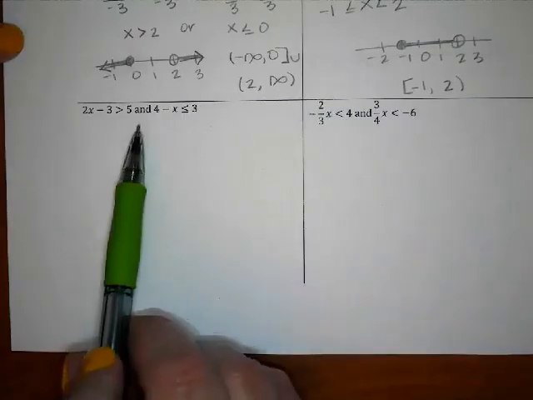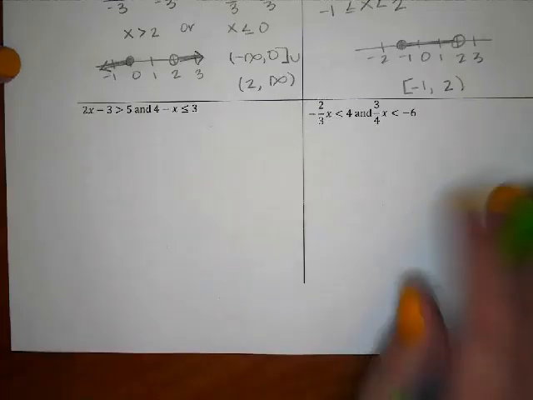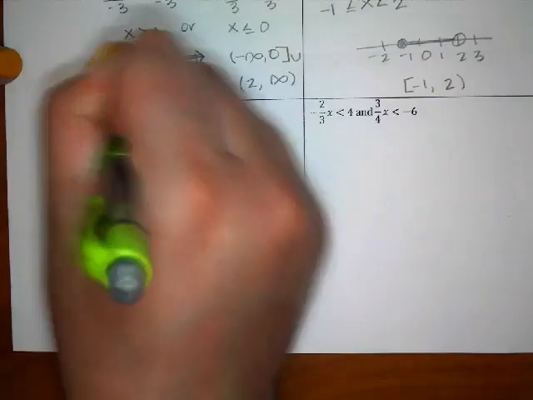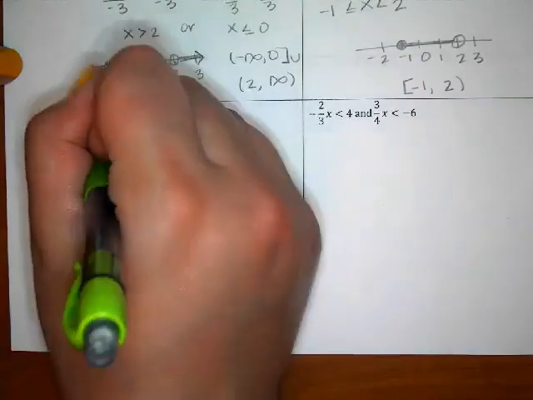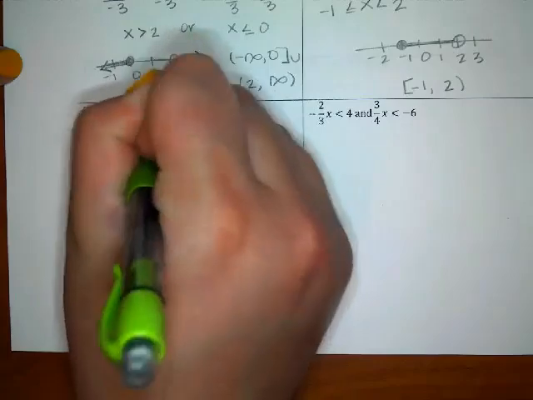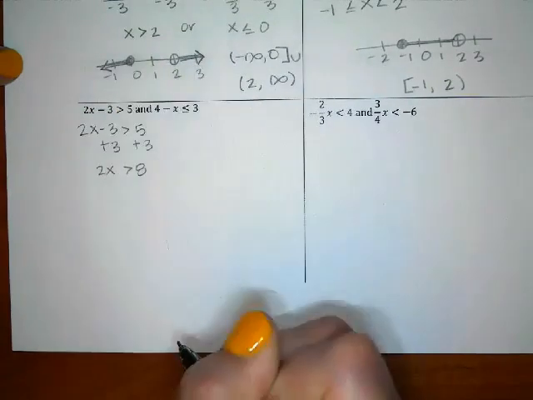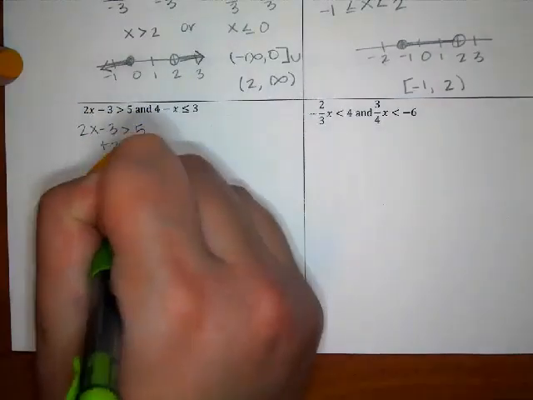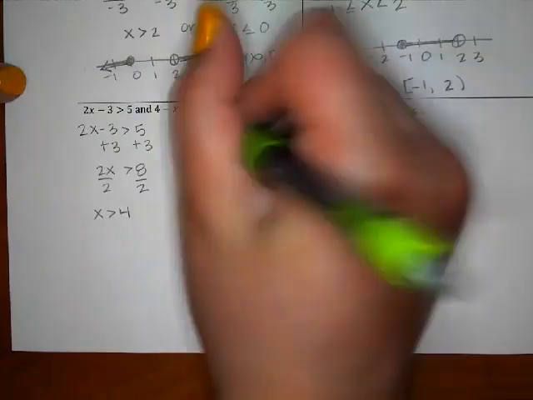This problem has an and, so we'll have to do some work to see which answer it's going to end up looking like. So I'm going to do the two inequalities separately. So first I'll add 3 to the other side. 2x is greater than 8. Then I'll divide by 2. So x is greater than 4 is my first solution.